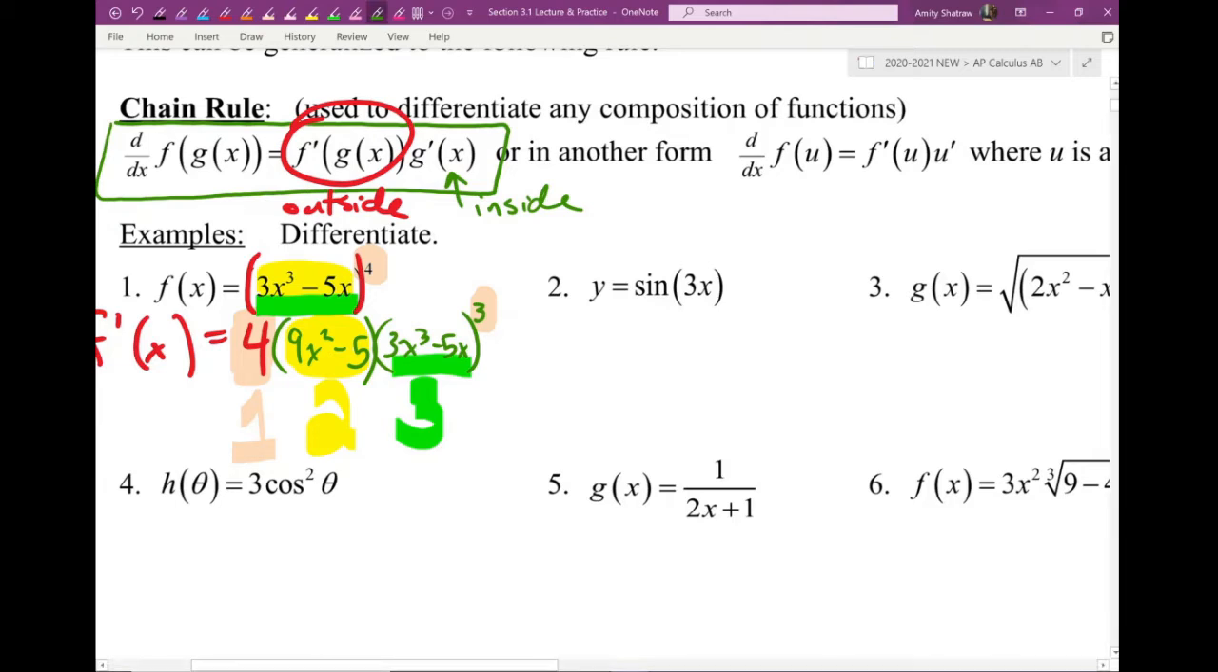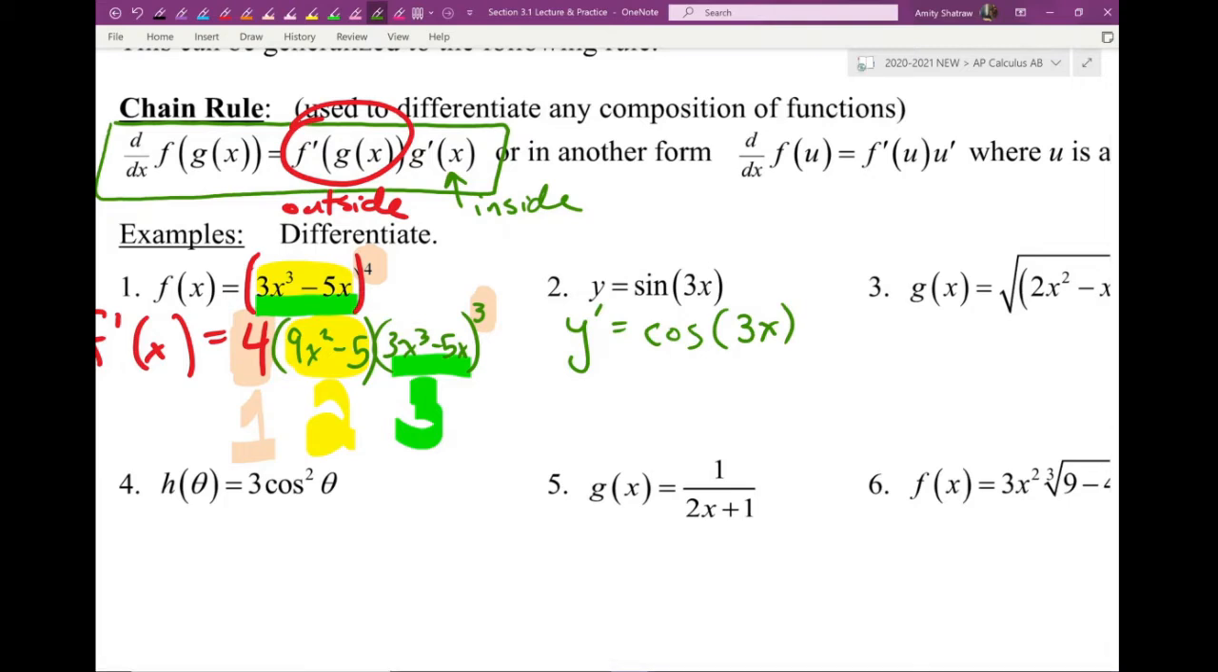For number 2, if I want to find y prime, I know I'm supposed to take the derivative of the outside function. The outside function is sine. So cosine will be in my answer. And remember what I said about that inside? The inside should still be there. So I'm actually doing step 3 first. I apologize. That's just the way my brain works.